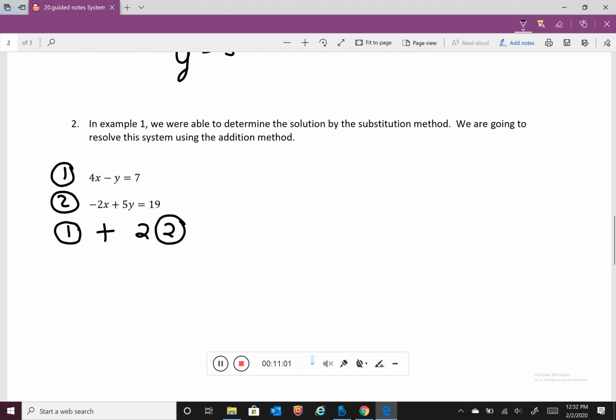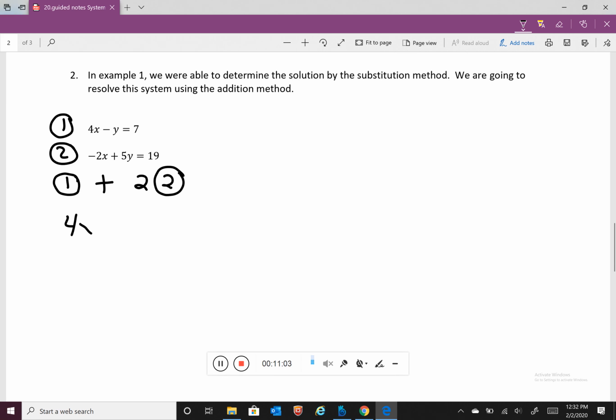Let's see why. I'm leaving equation 1 alone. And then I'm going to take 2 and multiply it through equation 2, giving me negative 4x plus 10y. And I need to multiply all the way through. 19 times 2 is 38. And then I'm going to add, remember we're going to do vertical addition. Do you see why we multiply equation 2 by 2? Do you see what's happening with our x terms? They cancel.